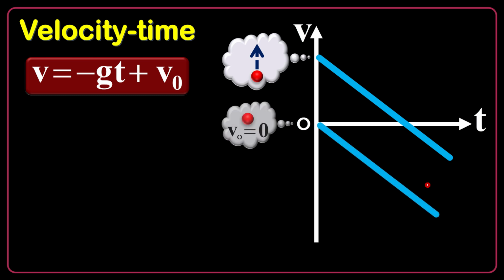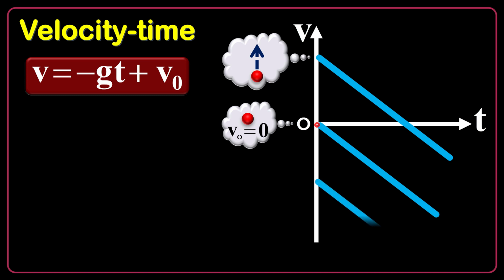The other case is when you release an object from a certain height. Suppose that here is a cliff and you release the object from here. The initial velocity is 0. So it's a descending line, but with no vertical intercept.